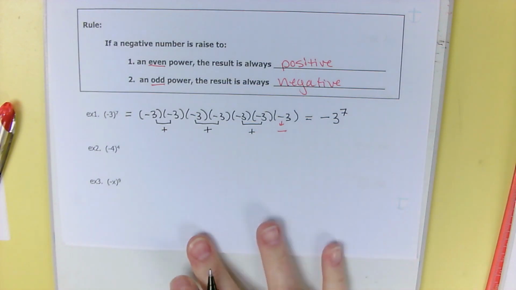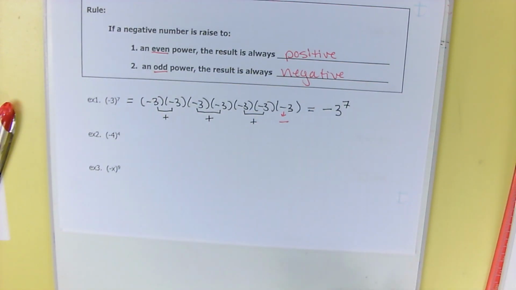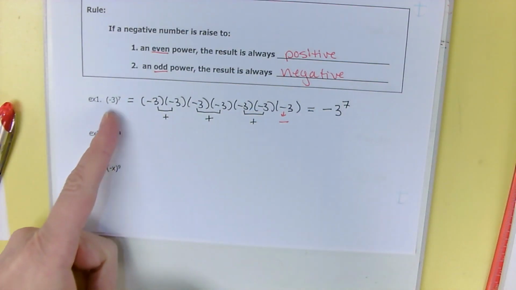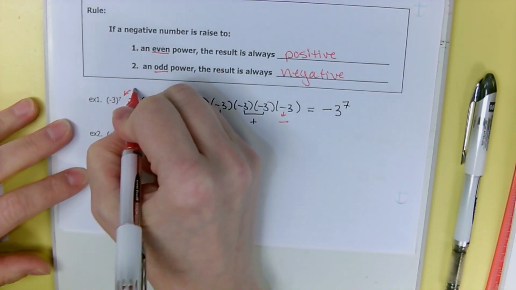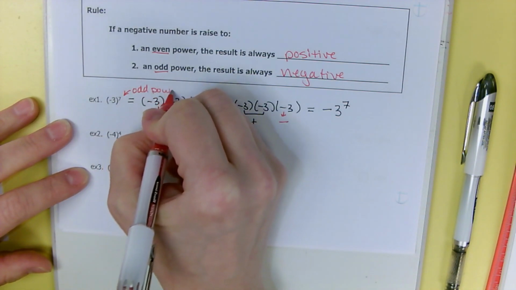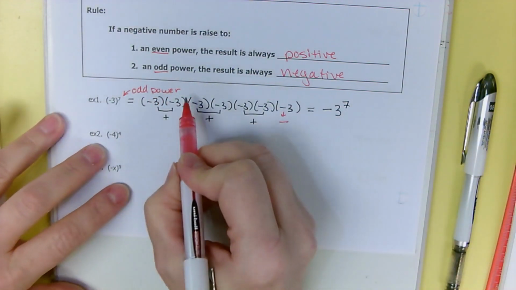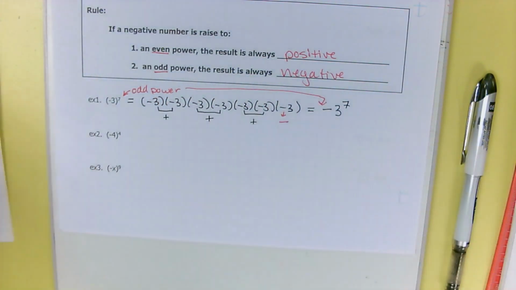This is why we like having a rule, because that's time consuming. It's much easier to go, okay, I have a negative number to an odd power. That means the result will be negative. And I do not have to calculate out those negatives. I just do the 3 to the 7th.